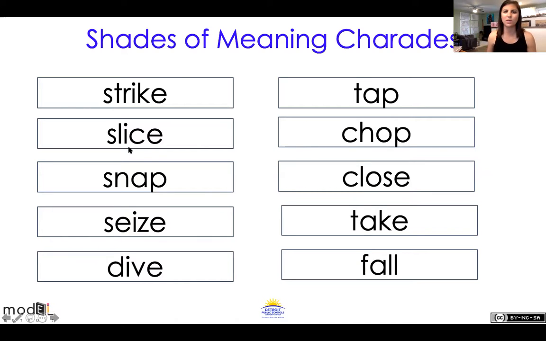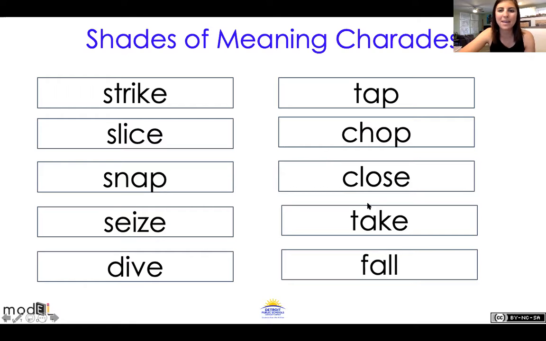All right, let's take a look at slice. What do you think slice would be? What about chop? Same thing, right? Slice and chop have the same meaning, so they're synonyms. We've been talking about that word. Shades of meaning, it's our adjectives. So these are descriptive words. Well, they're more descriptive. So if I were to say slice rather than chop, it'd mean the same thing.